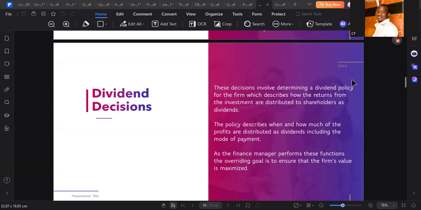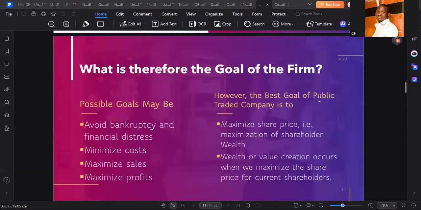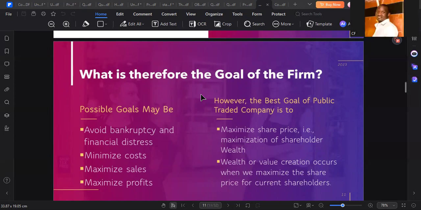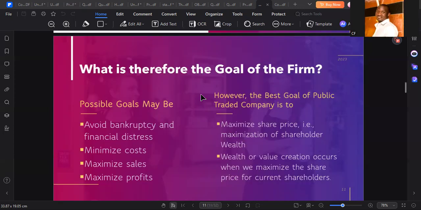So you have three key roles. What are the three roles that we've talked about that a financial manager should have? The three key roles are the same as the three decisions that they have to make: dividend, financing, and investment decisions. Exactly. So never forget those key decisions.